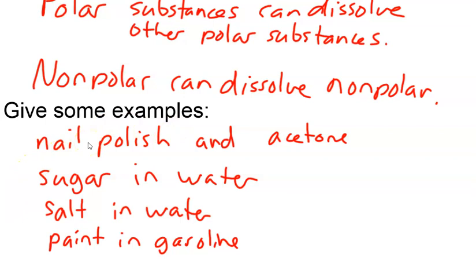Nail polish is largely nonpolar, and you can remove it with acetone, which is also largely nonpolar. By the way, you probably bought it as nail polish remover, but the active chemical in the nail polish remover is acetone. Okay, so sugar is polar and it dissolves in water, which is polar. Salt is also polar and dissolves in water, which is polar.